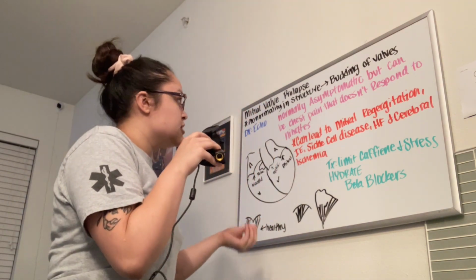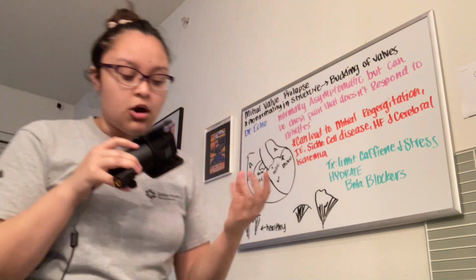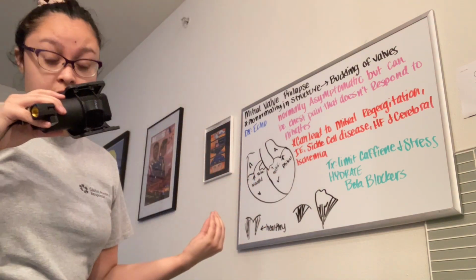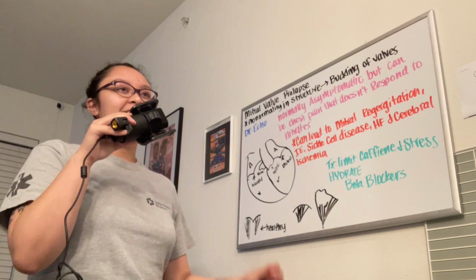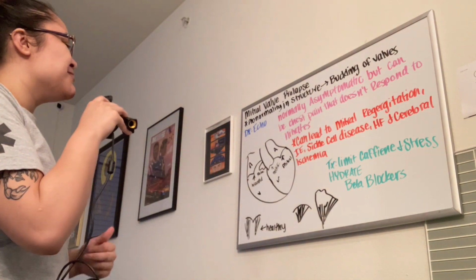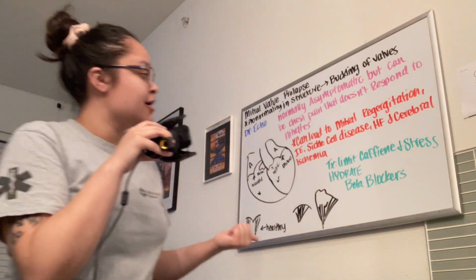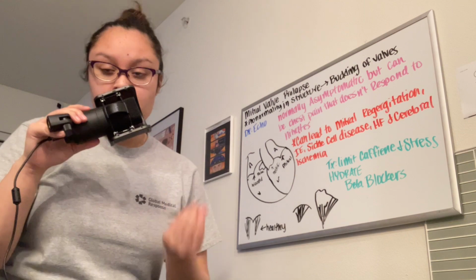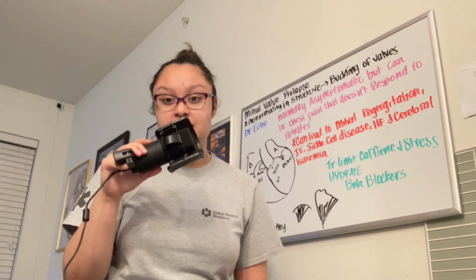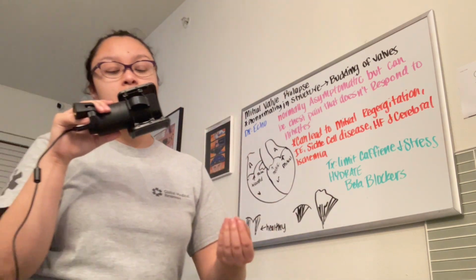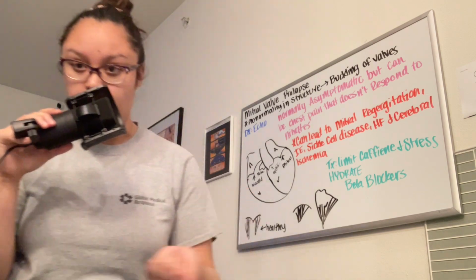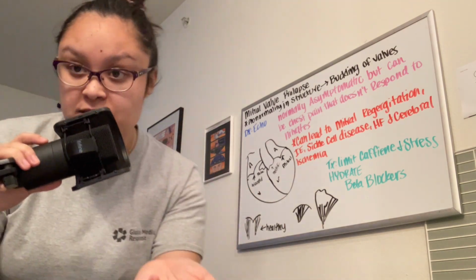Some other things it can lead to, like I said, it can be caused by infection. So it can cause infectious endocarditis. It can also lead to sickle cell disease, heart failure, and cerebral ischemia. As far as treatment goes, we're going to tell them to limit their caffeine and stress, tell the patient to hydrate, and we may prescribe them some beta blockers. Well, we won't, but they may be taking beta blockers.